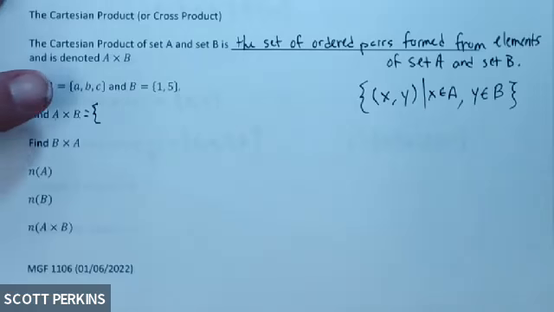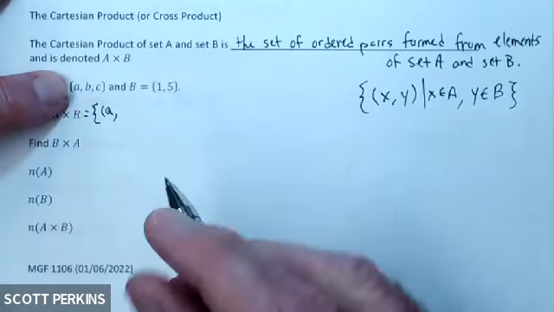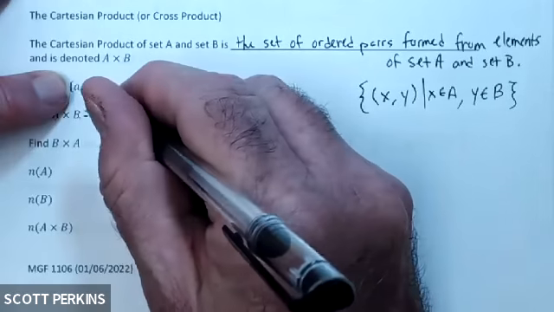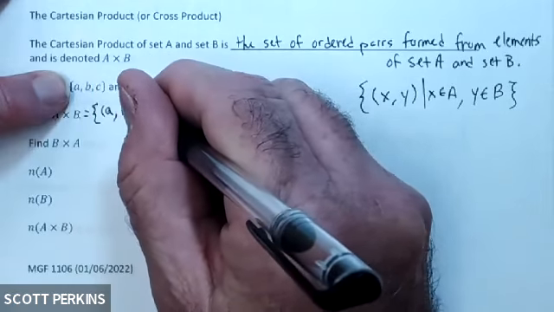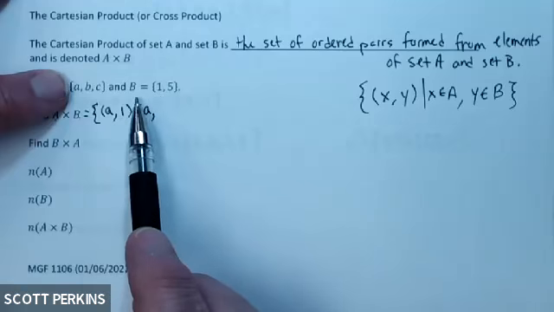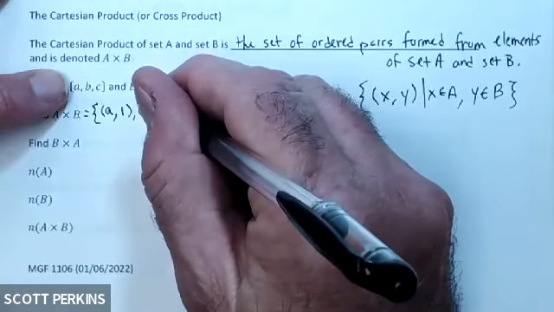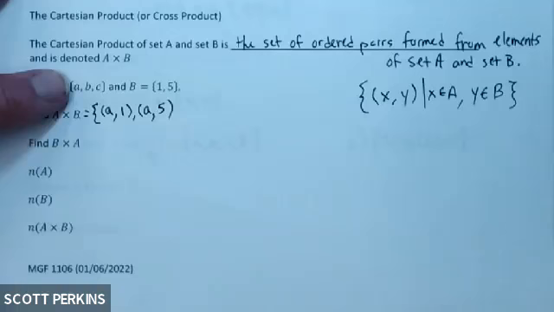So what I'm going to do first is use element A. That means my first ordered pair is going to be A, comma, 1. And then what's my second ordered pair going to be? A, comma, what? I don't have a 2 in B, but what's the other element in B? 5. Does everyone see what I did there?